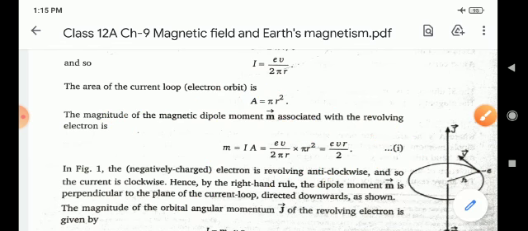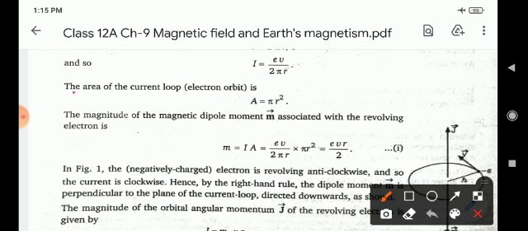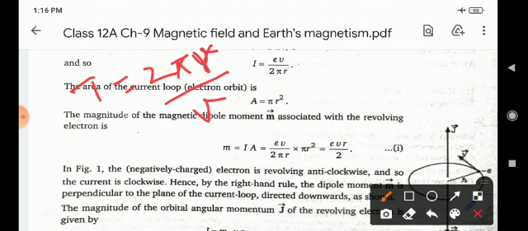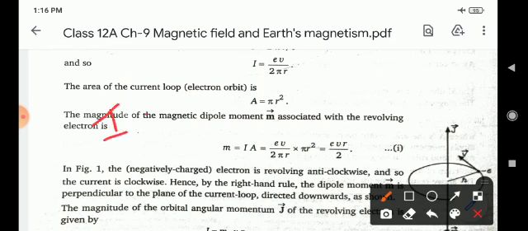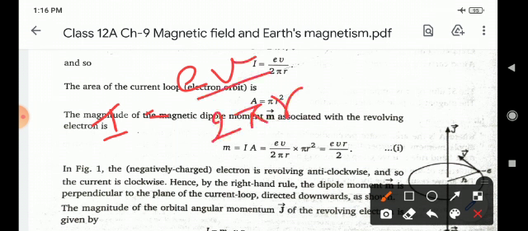Therefore, children, T equal to 2 pi r upon v. Okay, children, putting the value of capital T in the above equation of current, the value will be I equal to ev upon 2 pi r. Children, it is the current.